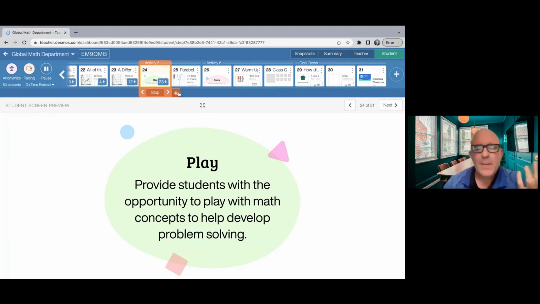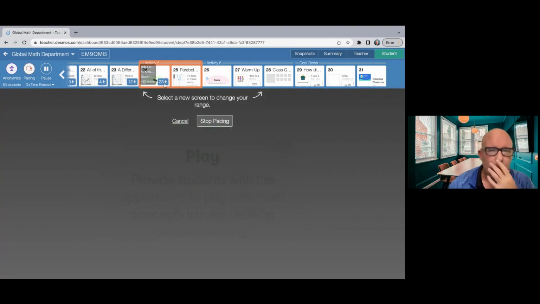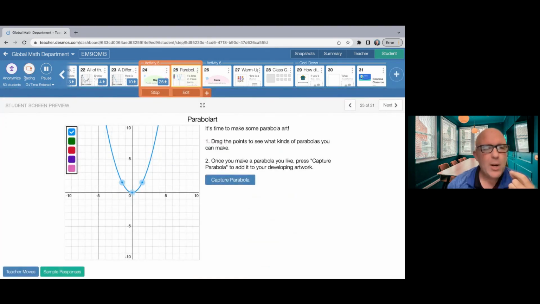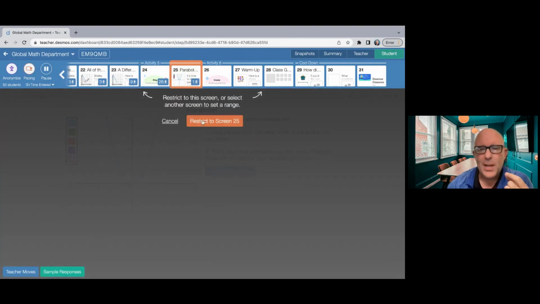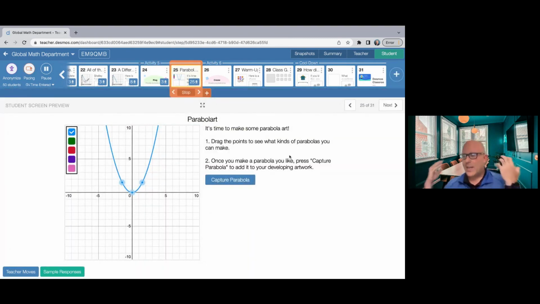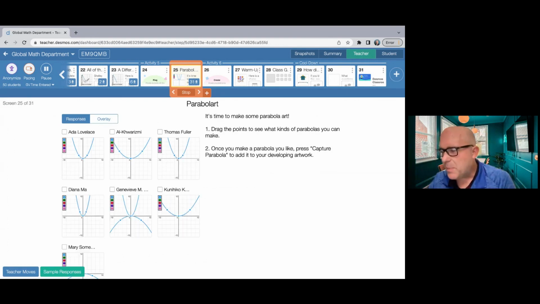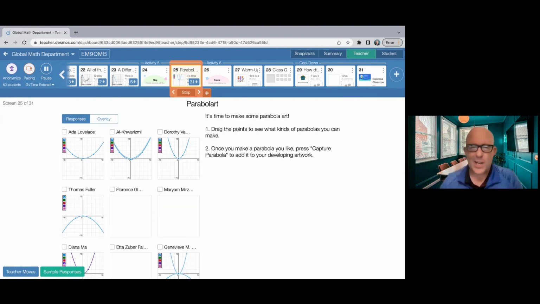If you haven't done this yet, if you have not made some parabola art, I suggest you do. Jump in here, play with some parabolas, create me some artwork. Just play with math a little bit. Have some fun with it. See what's going on here. What type of experience you have when you actually dive in and play and make some artwork here.